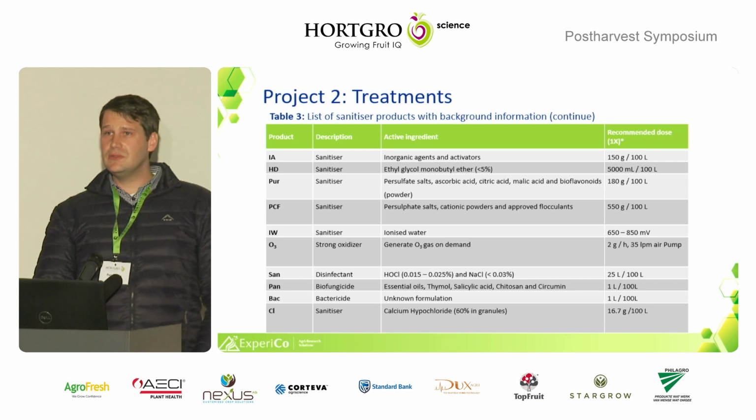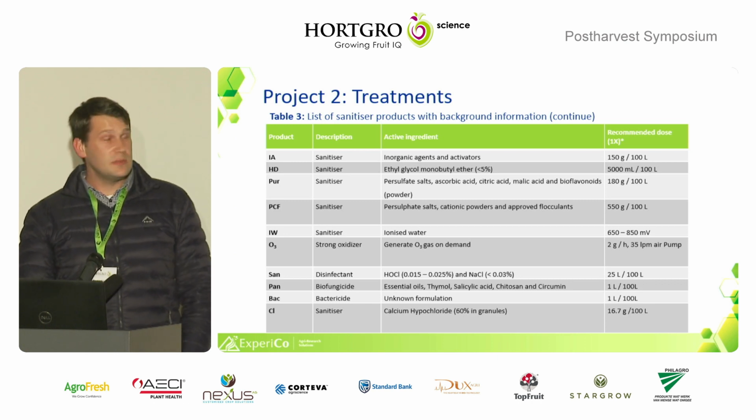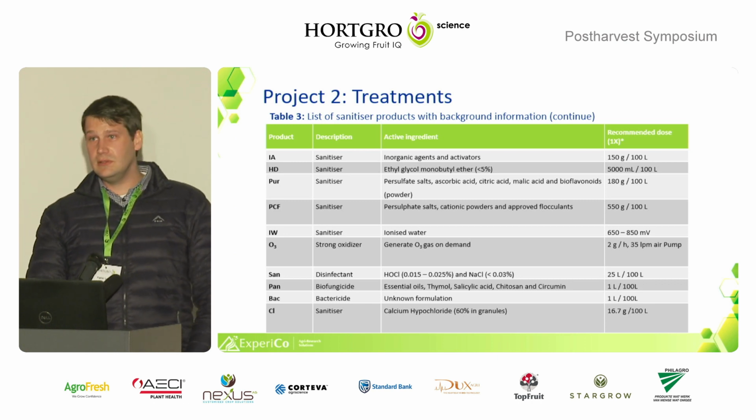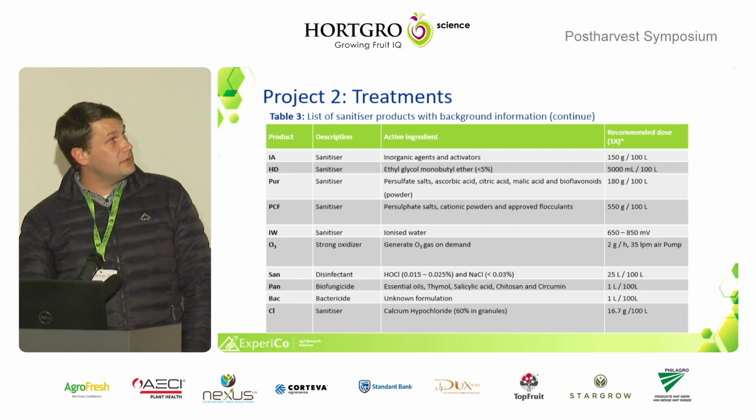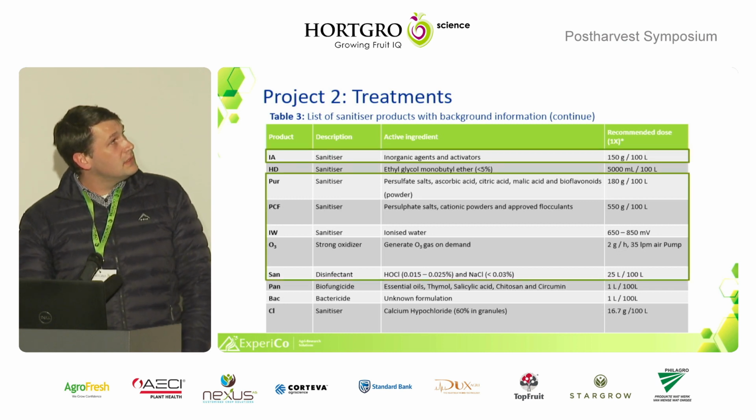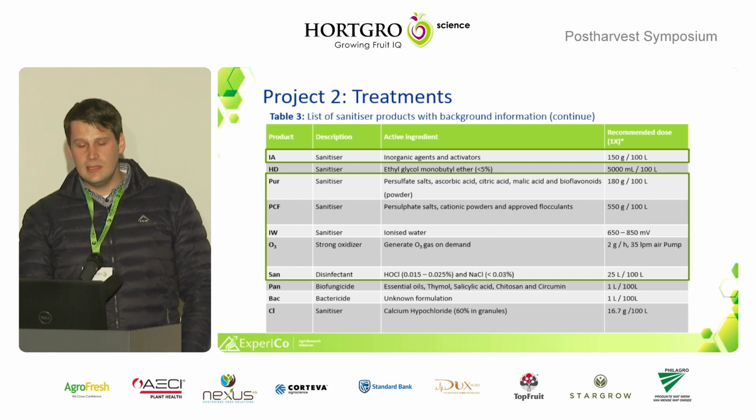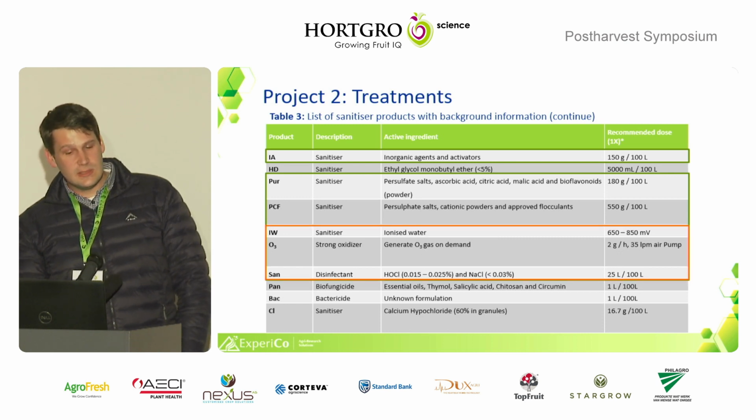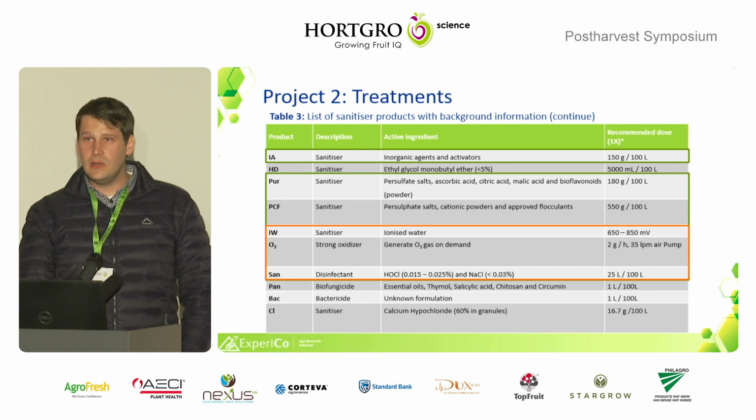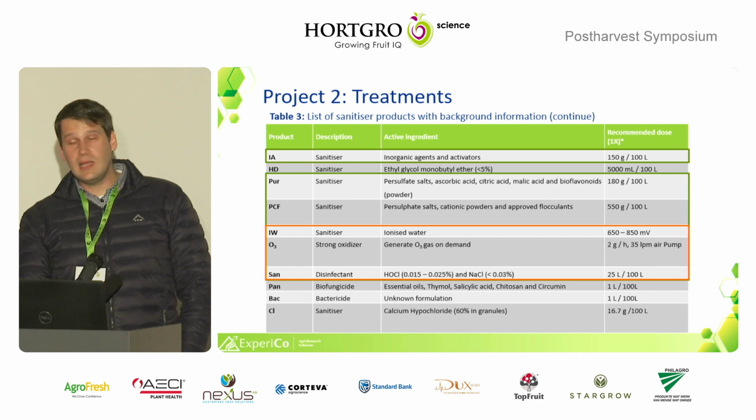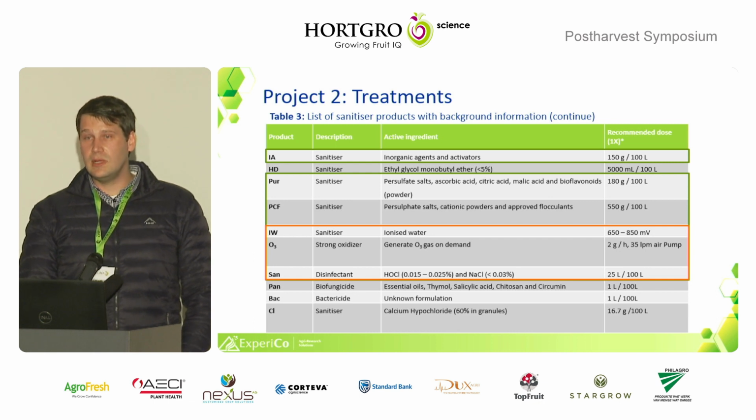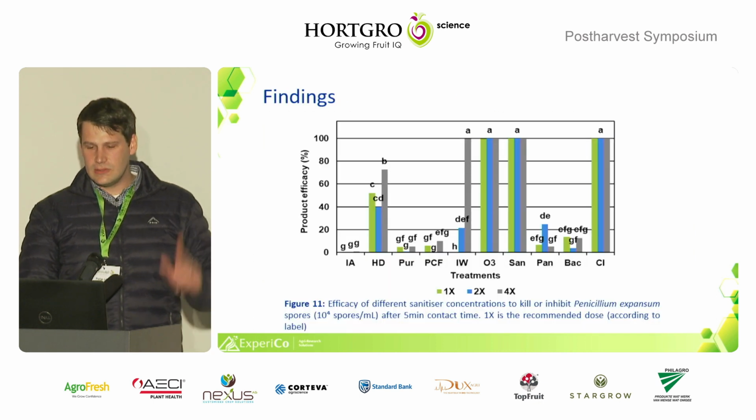Okay, so, sorry, just project 2. If you sat in on Tuesday, you saw some of these results. Project 2 included a further, I think it's 9 products. 6 of those products performed well against botrytis. Against botrytis, penicillium and Alternaria, it was only the ionized water, the ozone, and a product called hypochlorous acid doing quite well. A lot of attention on that last one.